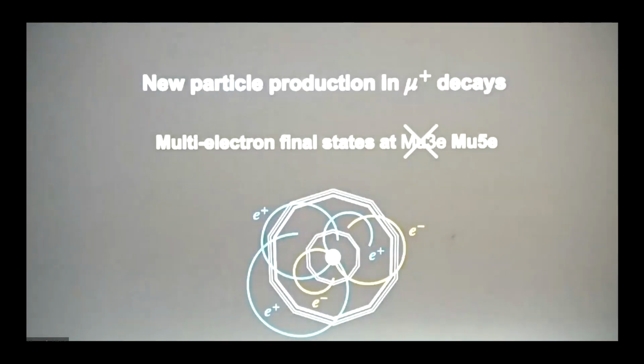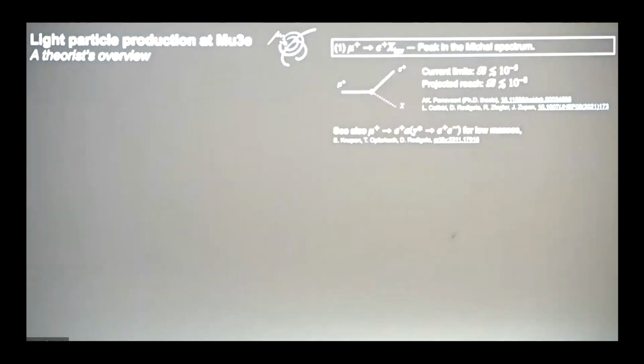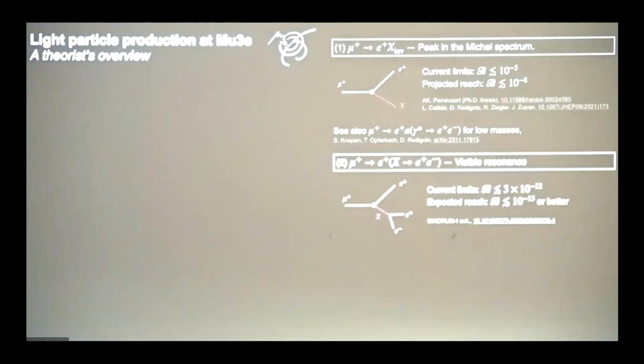I'll start with mu3e, or as Maxime and Jure and Tony and I are hoping to rebrand it, mu5e. So let me just give you a very broad theorist's overview. Ann already covered a lot of this, so I'll go fast. You could look for some peaks in the Michel spectrum and look for some fully invisible particle. I believe we'll hear some new ideas of how to make this search better at the low masses from Simon later on. You can look for a visible resonance.